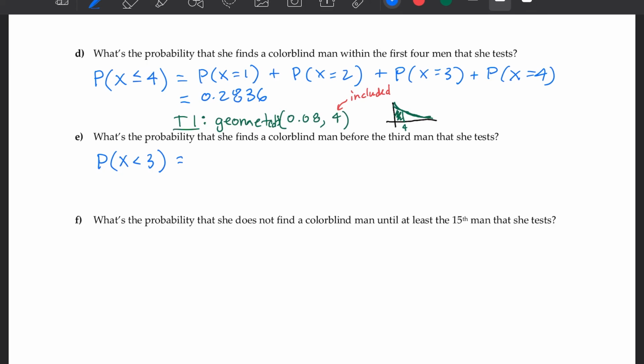Last one. What's the probability that she does not find a colorblind man until at least the 15th man, sorry. So how do you think you'd find that one? Think about that for a little bit. If you need a little nudge, what you're really trying to find out here is what is the probability that our X is greater than or equal to 15. So you're going to find this, again, using the CDF function in a cleverer way. So think about how to use that and why it makes sense. And then come on into class where we will talk about all the ones I left for you.